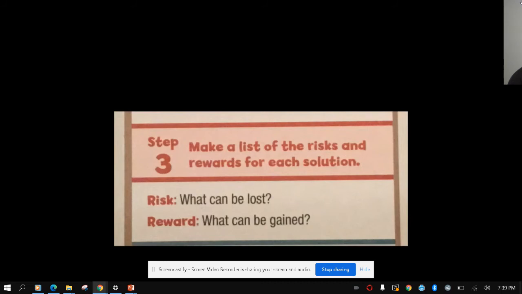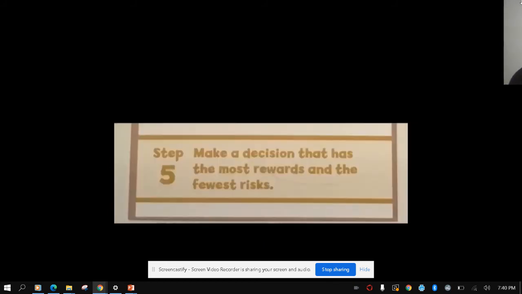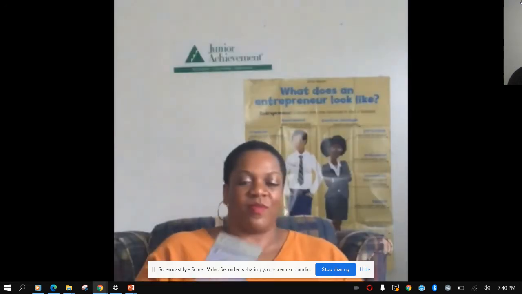Step number 4, weigh each of the decisions to see which one has the most reward and the fewest risk. So of those 3 things, which one do you think would work best for our business? Step number 5, make a decision that has the most reward and the fewest risk. So think about those different options and which one would you do for your hot dog stand?